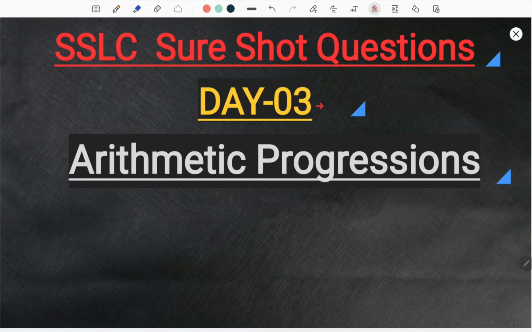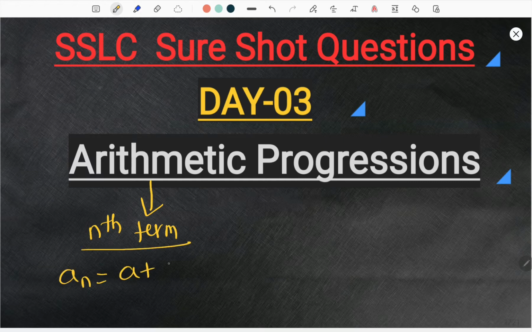Today is day 3 of SSLC short questions, and the chapter I have chosen is Arithmetic Progression. Very simple chapter, only a few formulae. The first formula is the nth term of an AP. What is the nth term of AP formula? That is an is equal to a plus n minus 1 into d.